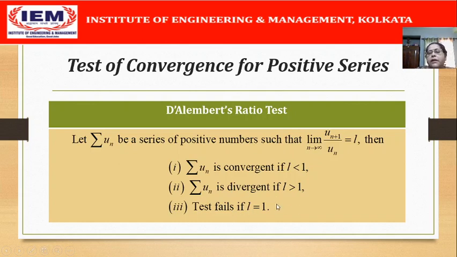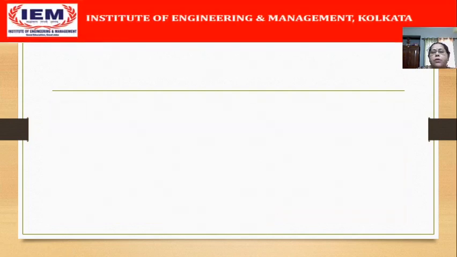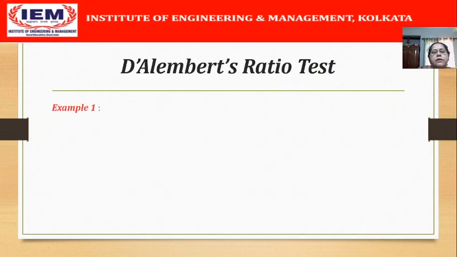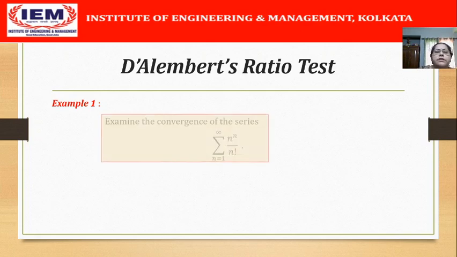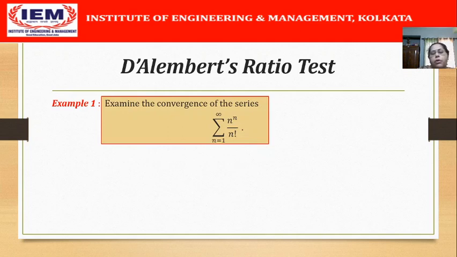And note that this test cannot give any conclusion if L is equal to 1. Okay, so let us now look into problems to use the ratio test and get our conclusion about whether a given series is convergent or not. So the first problem here is: examine the convergence of the series summation n equal to 1 to infinity n to the power n by factorial n.